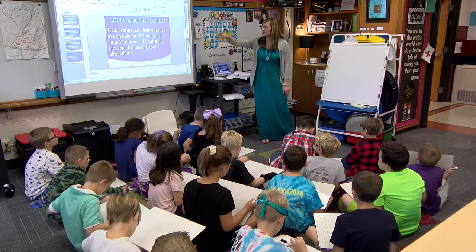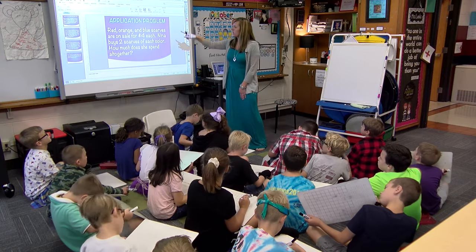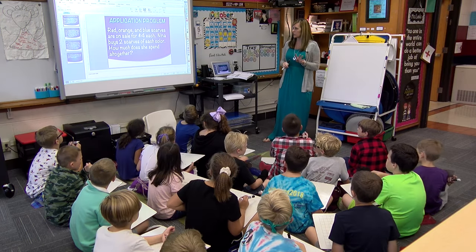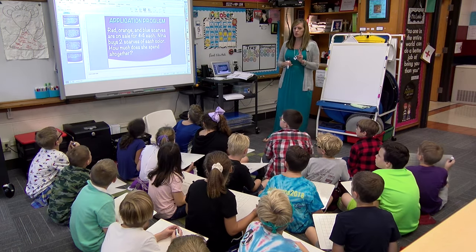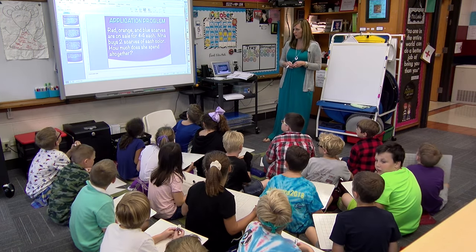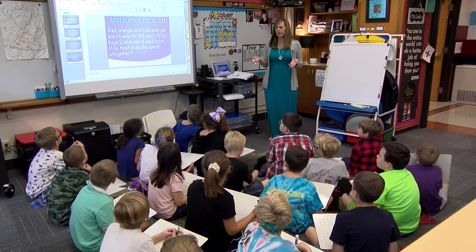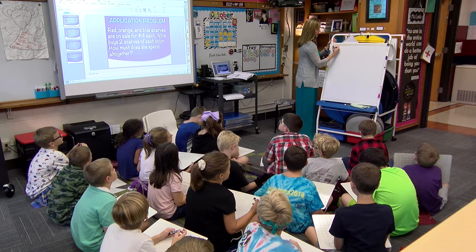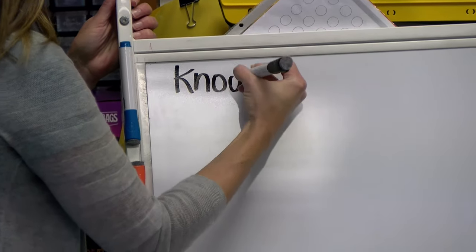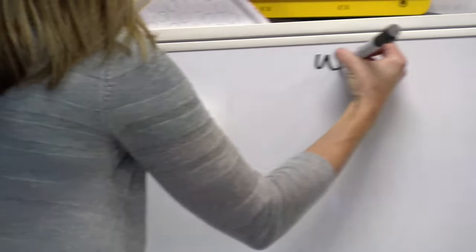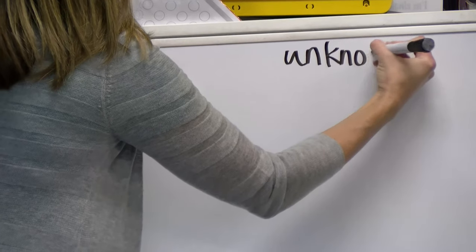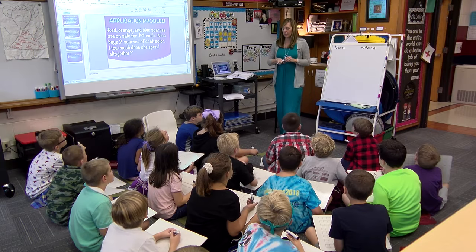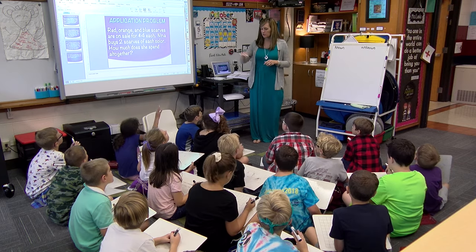So let's read this again. Red, orange, and blue scarves are on sale for $4 each. Nina buys 2 scarves of each color. How much does she spend altogether? So the first thing we've learned to do is figure out our known information and our unknown information. We've been doing that for a while now. Known and unknown. Give me a piece of known information from this problem, please.